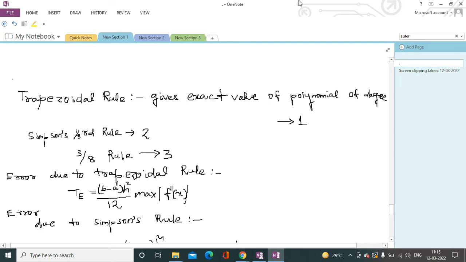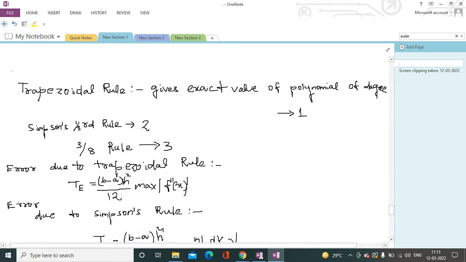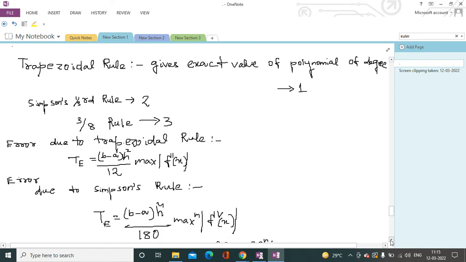If while evaluating the numerical integration by using trapezoidal rule and by evaluating with the normal integration rule, the values will match in case of polynomial of degree 1. That means trapezoidal rule will give exact value for polynomial of degree 1, so error will be 0. In case of Simpson's one third rule, it will give the exact value for polynomial of degree 2. For 3 by 8 rule, it will give for polynomial of degree 3.